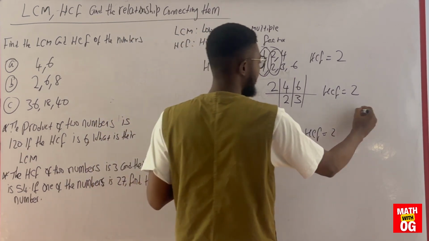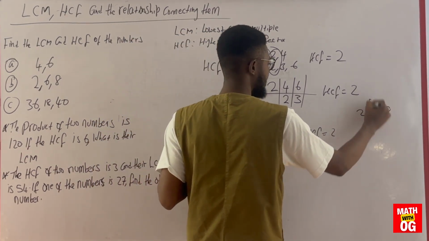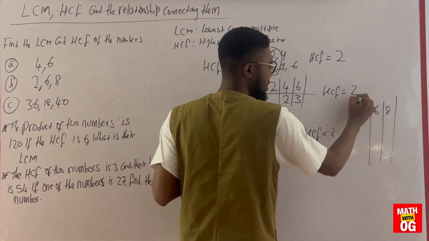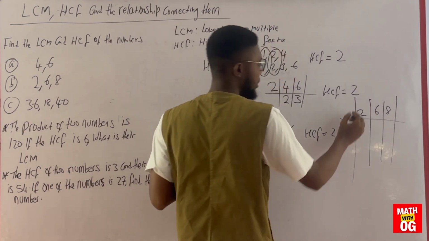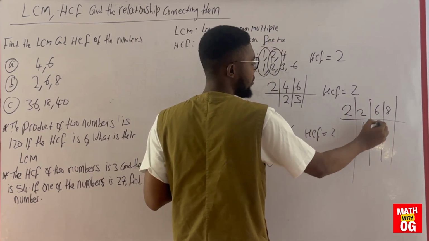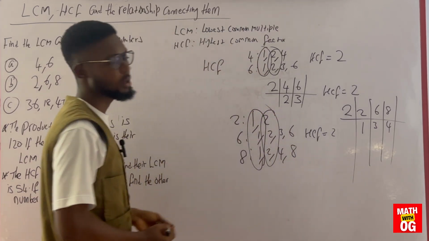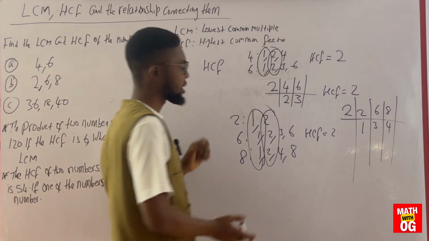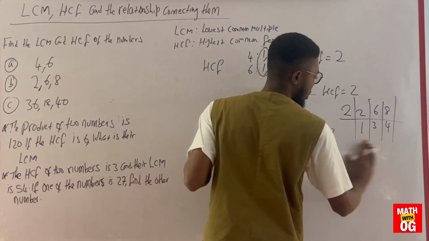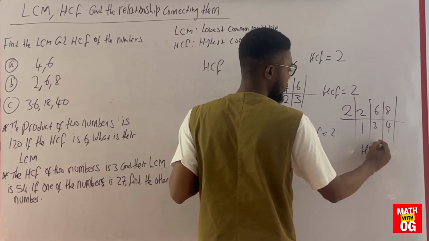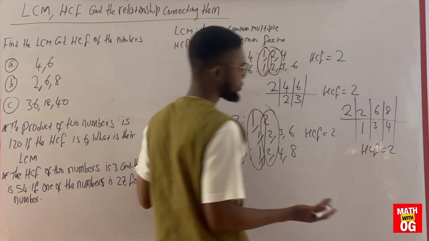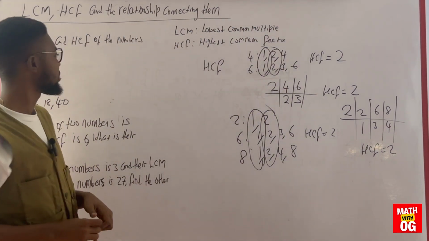Tabular method, you have 2, 6, 8. What number can go into the three of them? The number that can go into the three of them is 2. You have 1, you have 3, and you have 4. I believe there's no number that can go into 1, 3, and 4. So automatically, the HCF will be equal to 2. So that's the answer to that question.